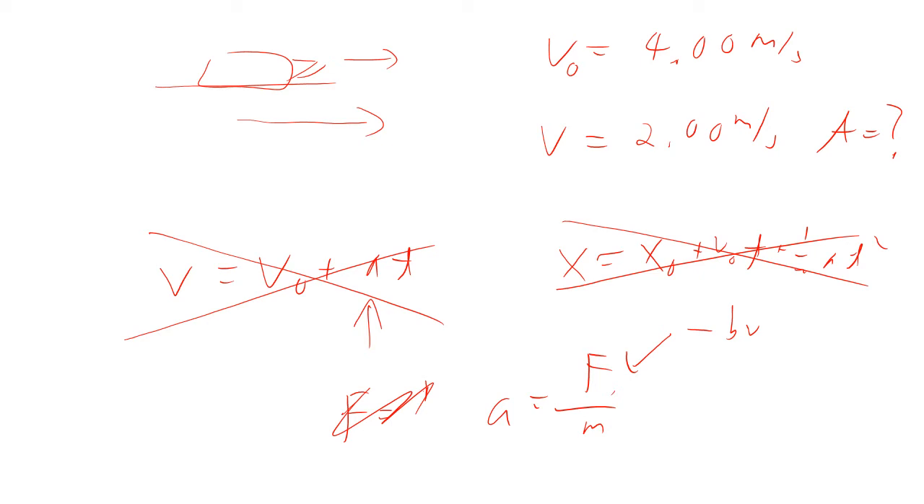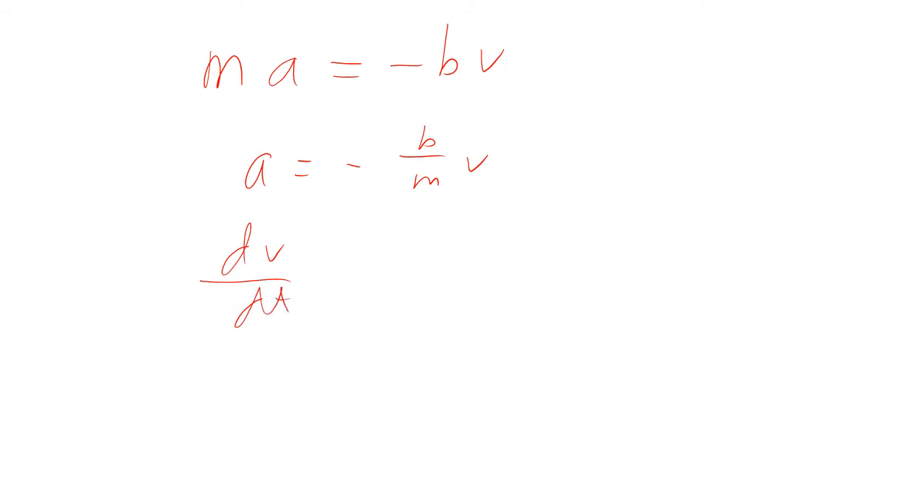So we got to work this entirely differently. We know that MA, that's the resistive force, that's what's happening here. There's no engine thrust, so that is providing the mass times acceleration. And so we look at that and say, well, acceleration equals minus B over M times V. Now, acceleration is dV/dt equals minus B over M times V.